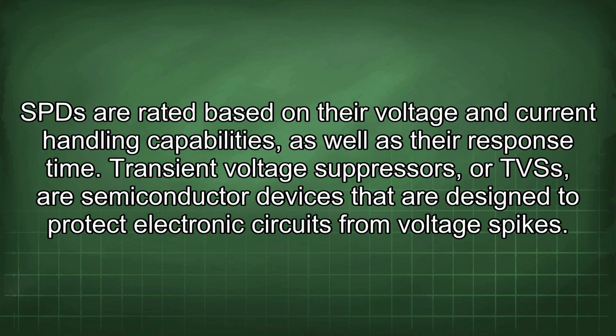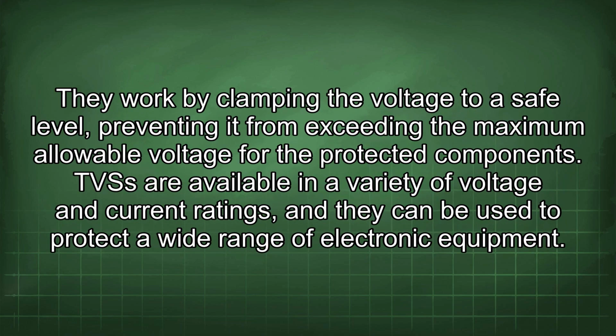Transient voltage suppressors, or TVSs, are semiconductor devices that are designed to protect electronic circuits from voltage spikes. They work by clamping the voltage to a safe level, preventing it from exceeding the maximum allowable voltage for the protected components. TVS are available in a variety of voltage and current ratings, and they can be used to protect a wide range of electronic equipment.